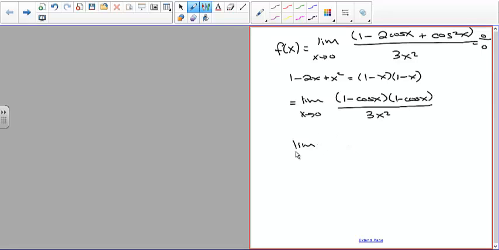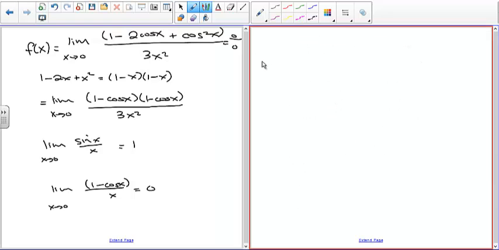So there are the 2 squeeze theorems. The limit as x goes to 0 of the sine of x over x is equal to 1, and the limit as x goes to 0 of 1 minus cosine x over x is equal to 0. It's the second one that we use in this problem.